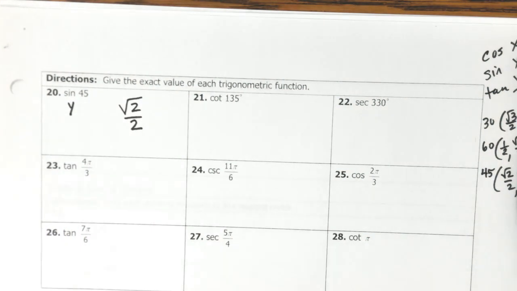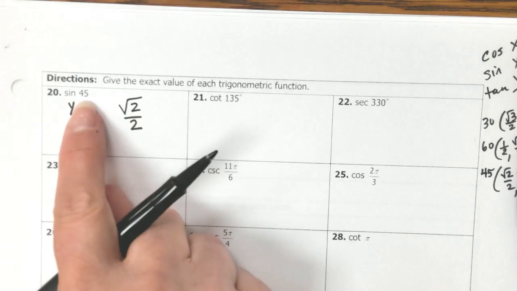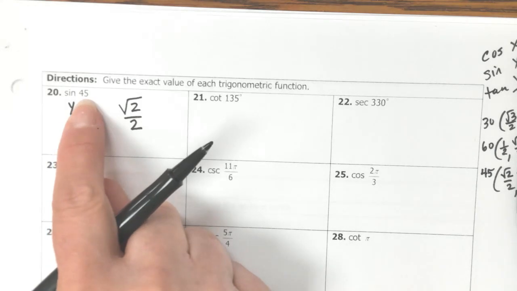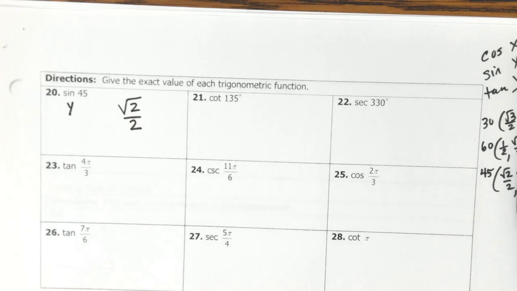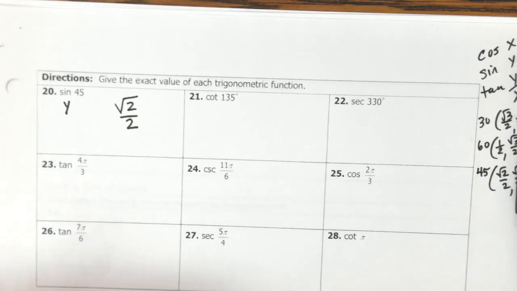It would be positive because everybody in quadrant 1 is positive. Now let's go to one that maybe is a little more difficult. Okay?